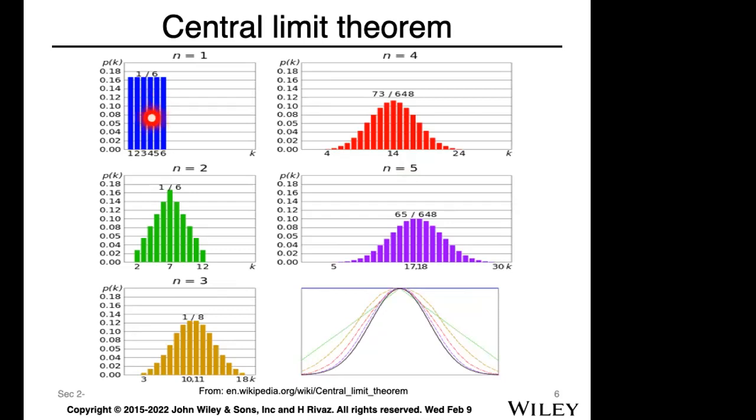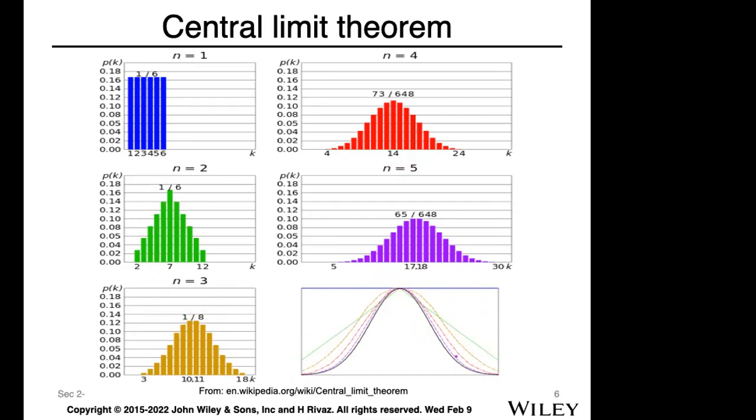So the blue distribution is the uniform curve. The blue is right here, right? And then the second one is where I roll 2 dice. That's the green curve, right? Here I have the yellow curve. That's 3 dice. And the purple one looks like this. Basically, this is the purple one.